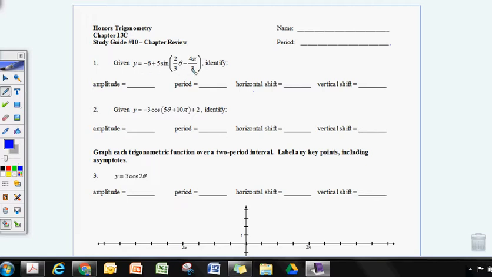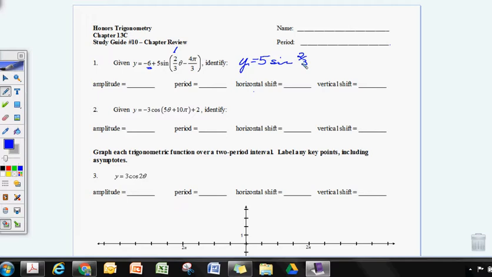So the first thing you've got to do is look at the original equation, and the first thing that I see is that there's a 2/3 here. So I am going to rewrite this as y equals. That floating -6 I'm going to put at the end, so I have a 5 sine, and then I need to pull that 2/3 out.